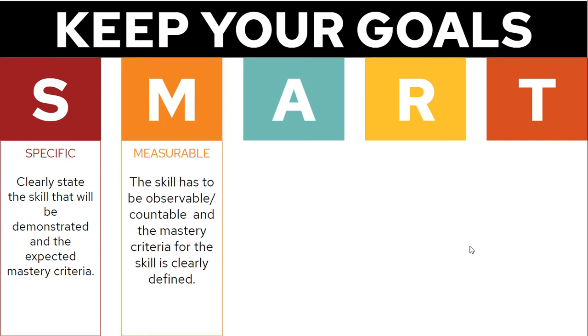Measurable. The skill has to be observable and countable, and the mastery criteria for the skill is clearly defined. To determine if a student has reached their goal, their performance must be able to be seen or heard to be counted. If the performance of a skill cannot be observed, it is not measurable.